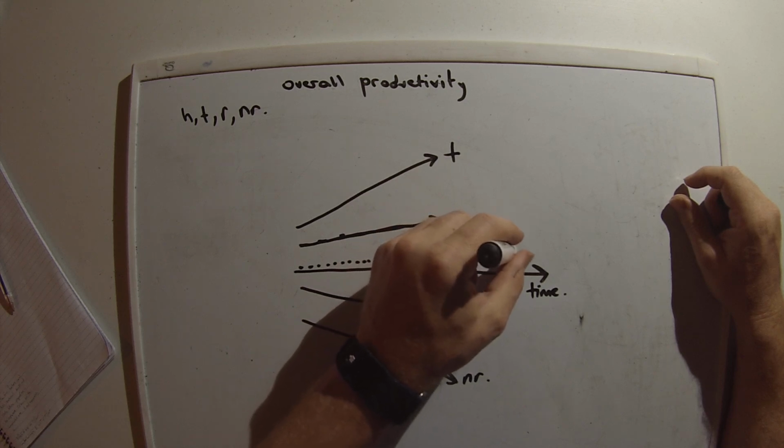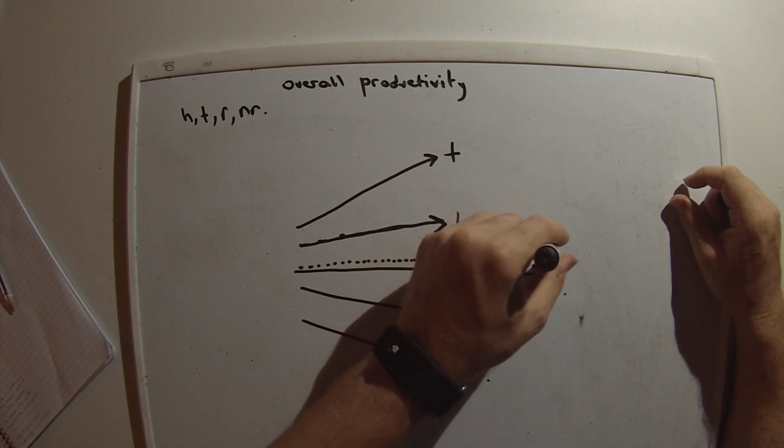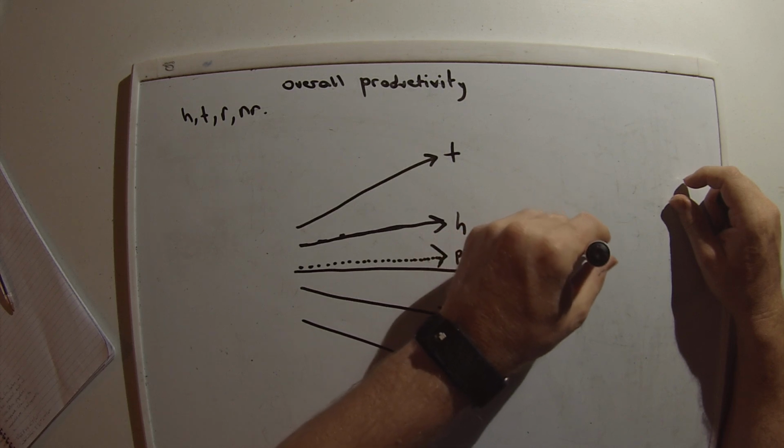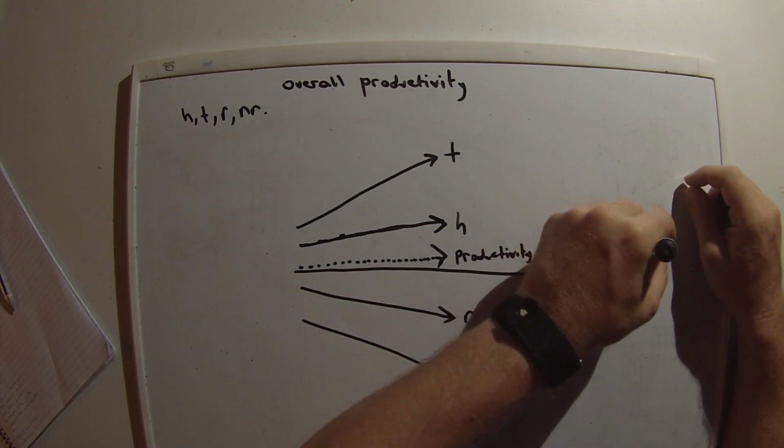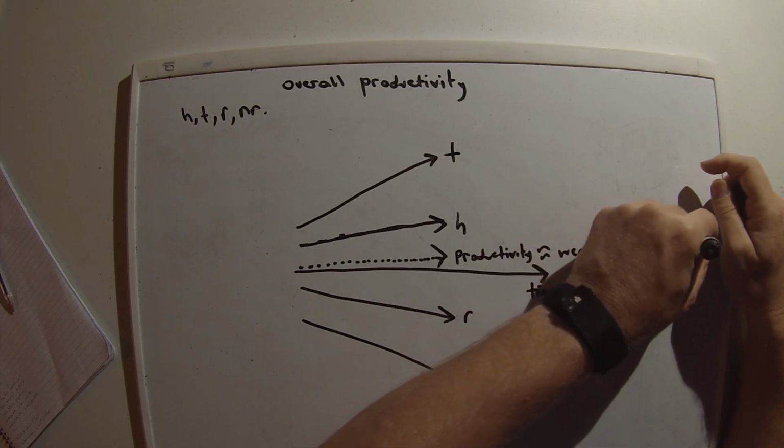So that's overall productivity, which, as we know, is a proxy for wealth. And a few other things: freedom, choices, etc.